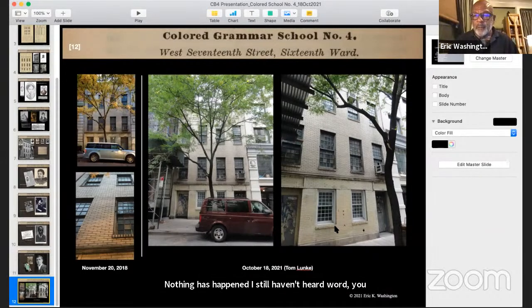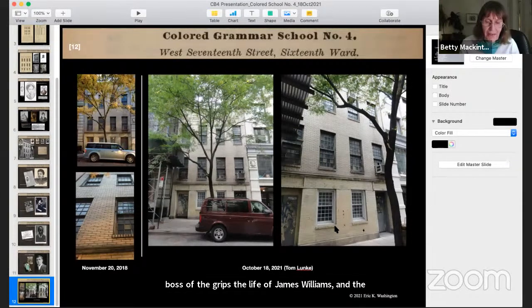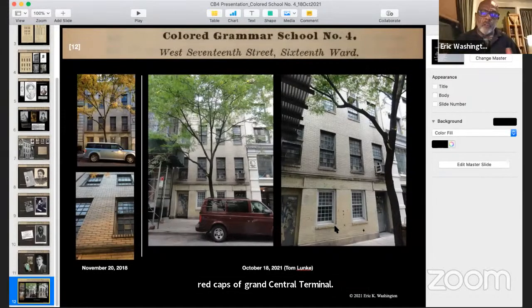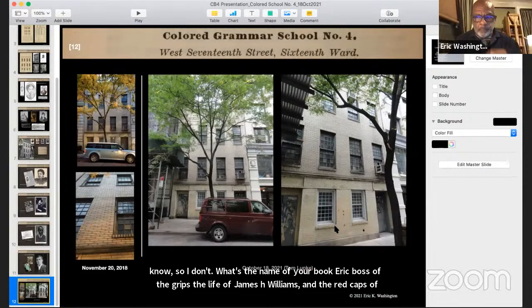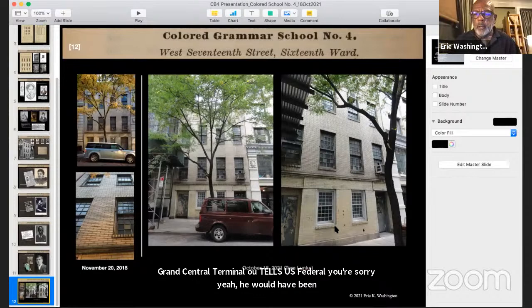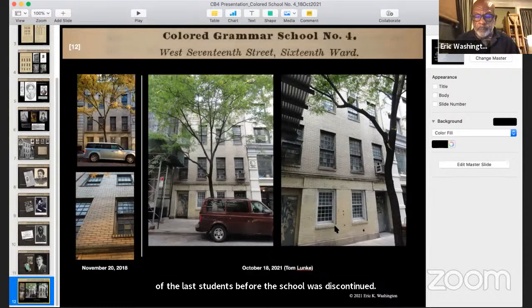What's the name of your book, Eric? Boss of the Grips: The Life of James H. Williams and the Red Caps of Grand Central Terminal. Oh, you told us that earlier. Sorry. He would have been one of the last students before the school was discontinued. He was born on 15th Street, essentially around the corner, and his house is still there.